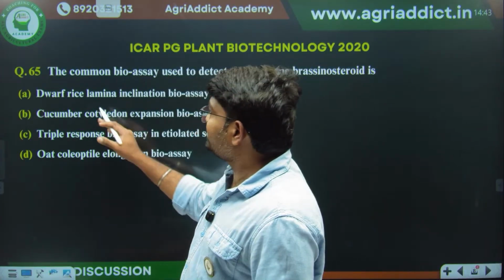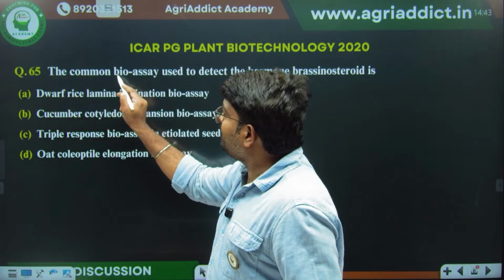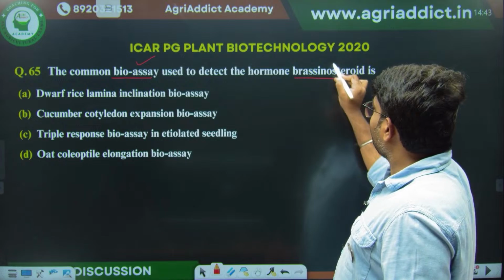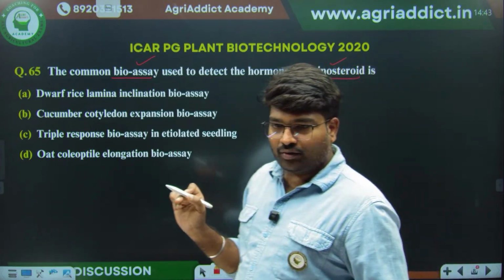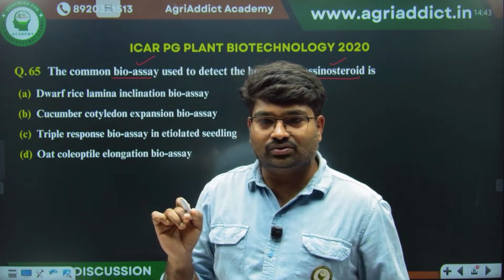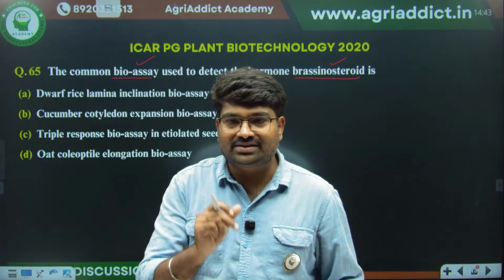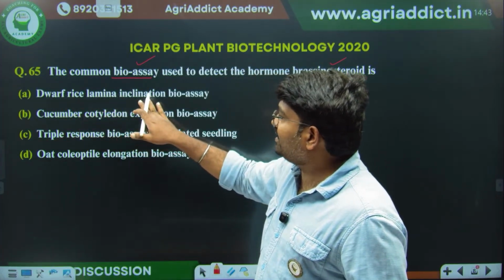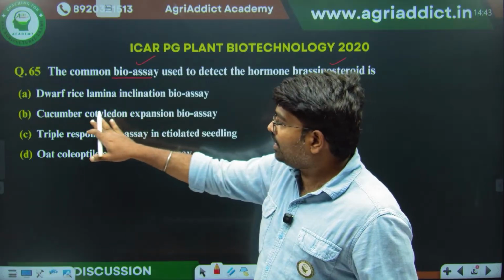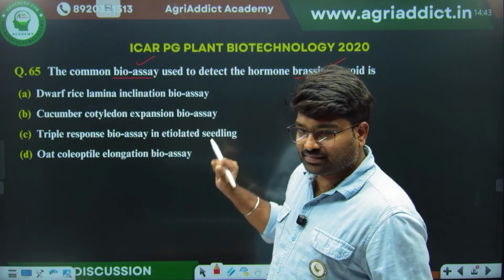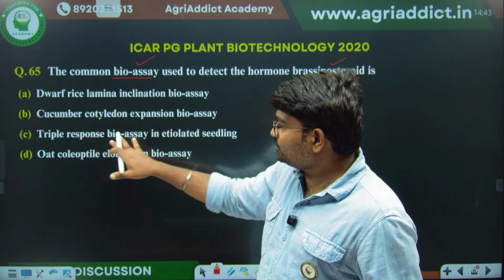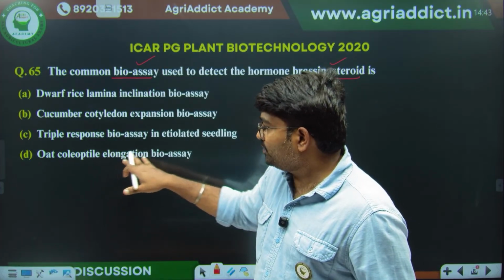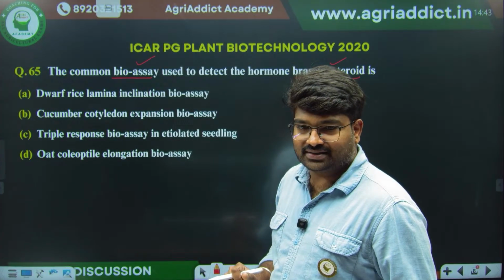Then another question from plant hormone bioassay. The common bioassay used to detect the plant hormone brassinosteroid. In class itself I told, from bioassay they will ask one question. What is the common bioassay used for brassinosteroids? Rice lamina inclination bioassay, or cucumber cotyledon expansion bioassay, or triple response bioassay in etiolated seedling, or oat coleoptile elongation bioassay. What will be the right answer?